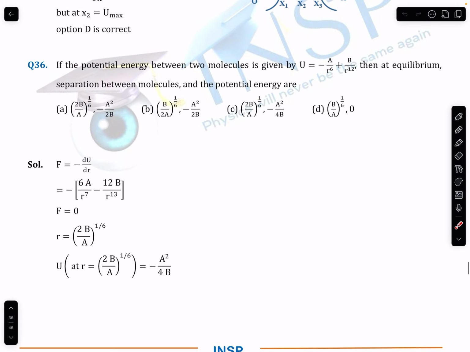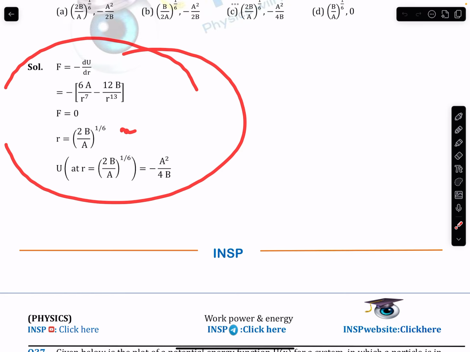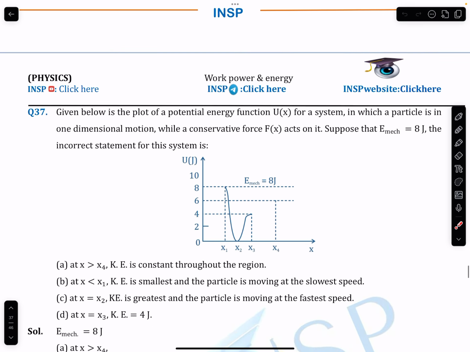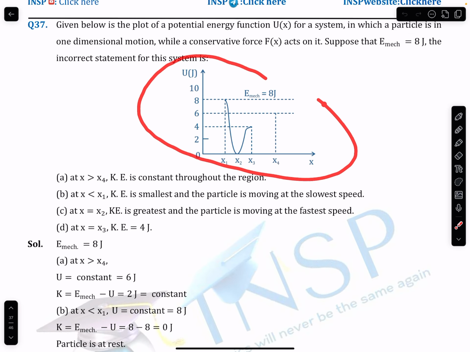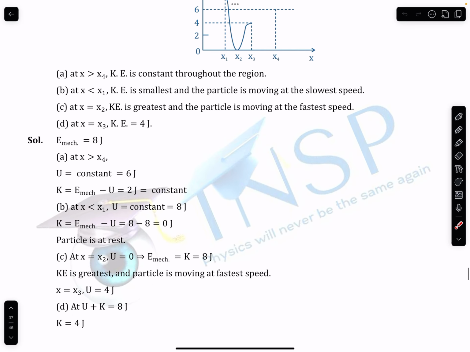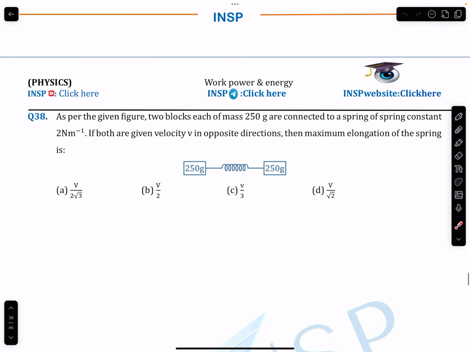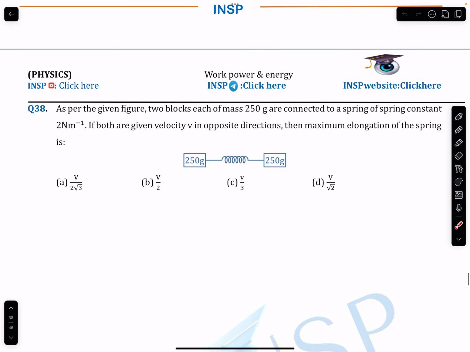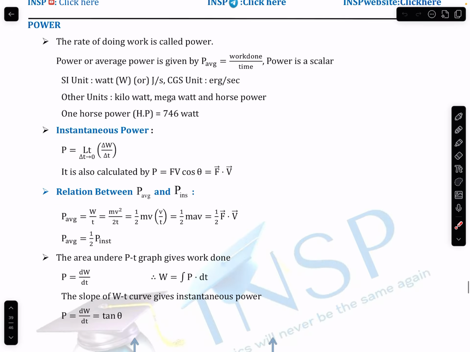Similarly, this is another question, separation between the potential energy. So same question, force equal to 0, you will get that R value, put it in the potential function, then you will get the potential energy part. Similarly, another U-X graph, easy problem, just give it a try. Then this is given, this is also easy. At maximum or minimum compression, always remember the V relative along the length of the spring will be 0. That is the concept used here.